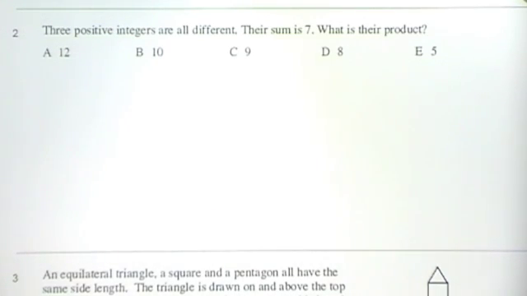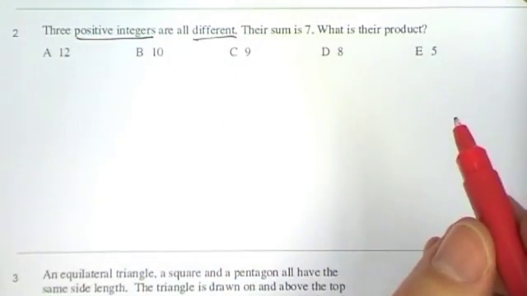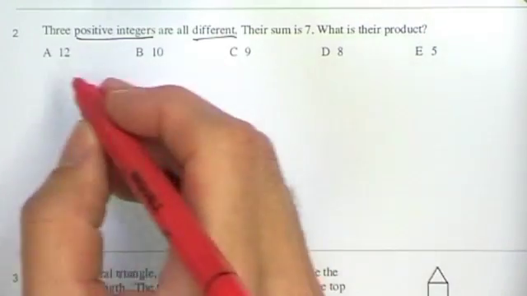Question 2. Three positive integers are all different. They're positive integers and they're all different. Their sum is 7. What is their product? Let's see if we can find what they are. Positive integers, all different, sum 7, they must be quite small.